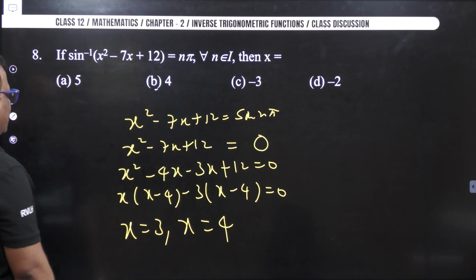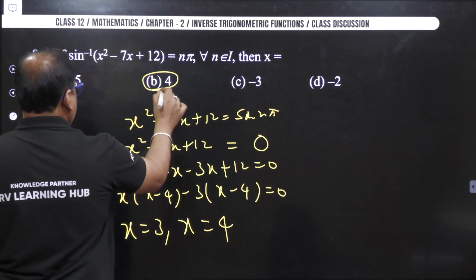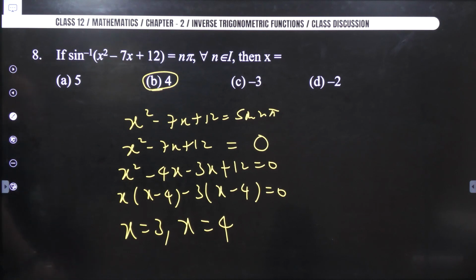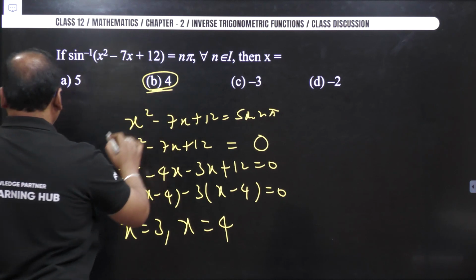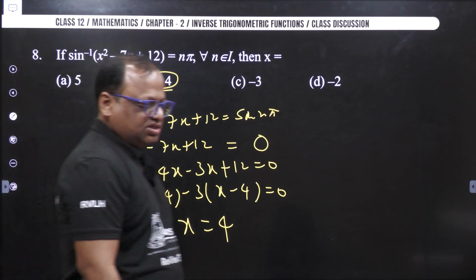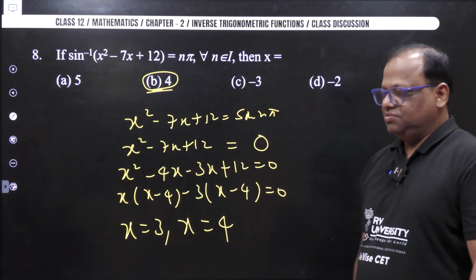3 and 4. So 4 is given in the options. So my answer is option 4. Option B, 4. Very easy. Typical CET question it is.